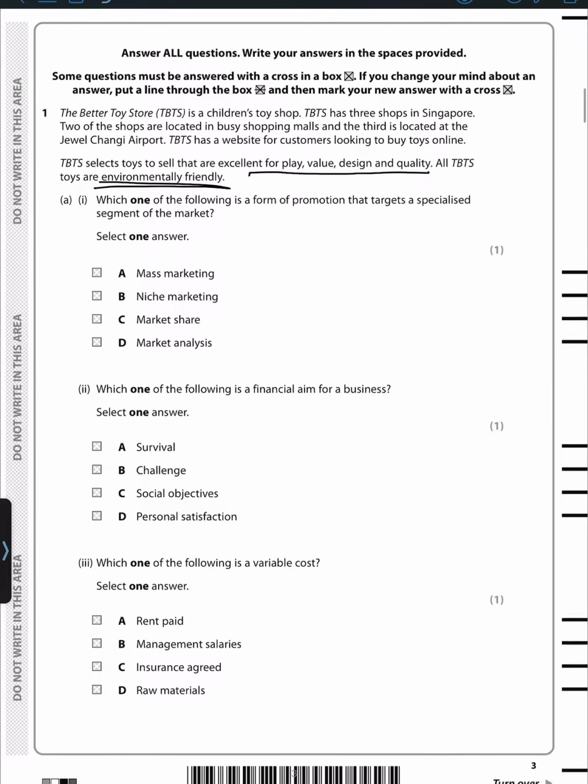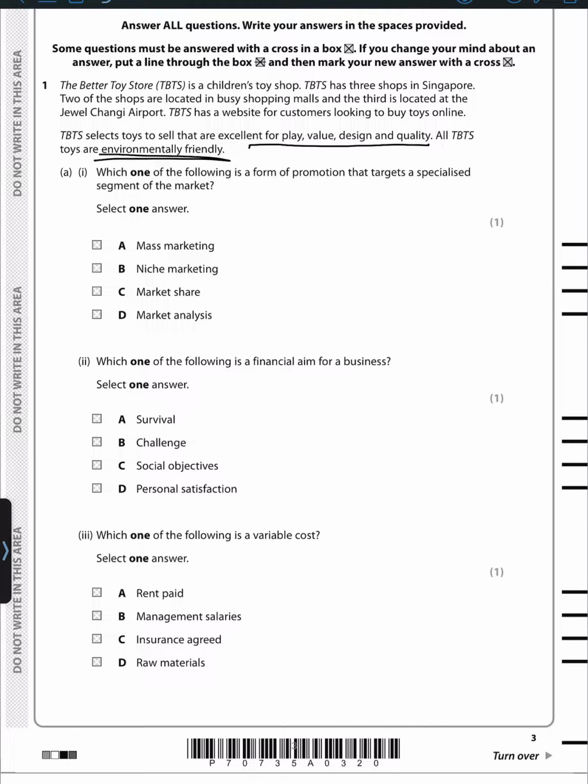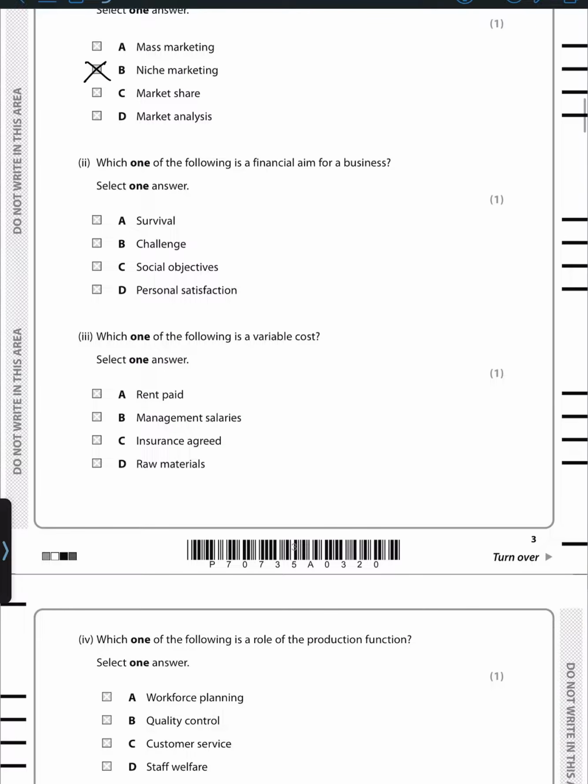So let's start solving. So part A, number 1. Which one of the following is a form of promotion that targets a specialized segment of the market? Select one answer. So whenever anything is specialized, we say that it is niche marketing, trying to target specific consumers. So B is our correct answer. Now number 2, which one of the following is a financial aim for a business? So challenge, social objectives, personal satisfaction, all of these are not. Survival was the first thing that we learned in terms of objectives. So A is the final answer.